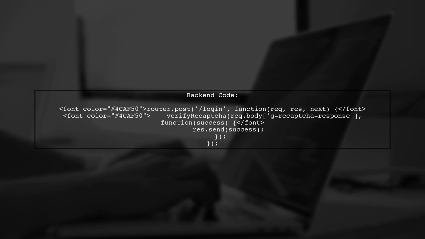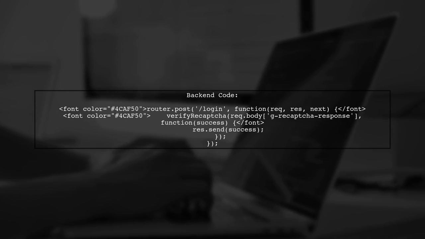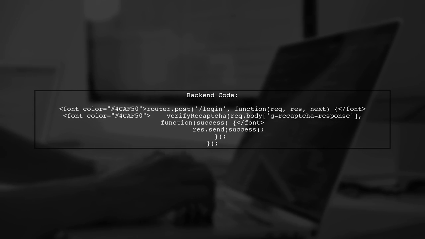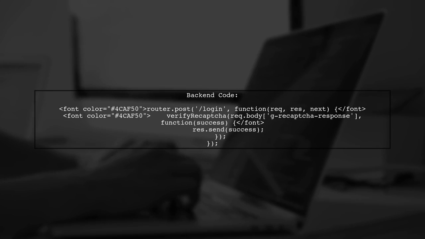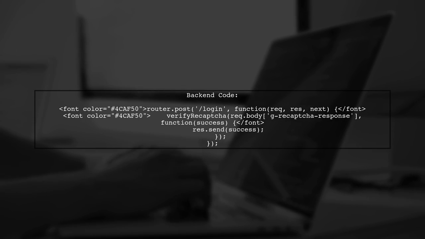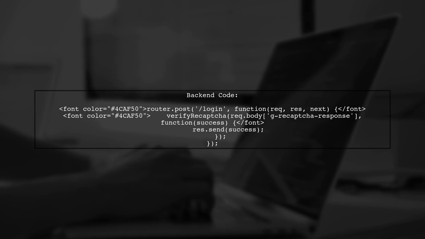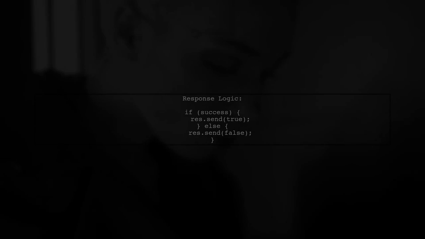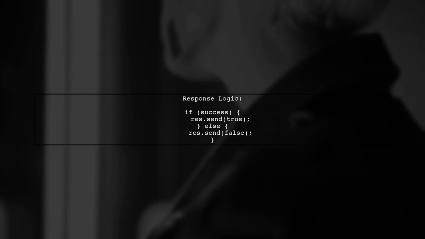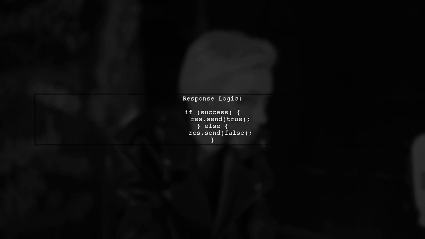On the back end, set up a route to handle the login request. Use the verify reCAPTCHA function to check the response from the client. If the reCAPTCHA verification is successful, send back true, otherwise send back false.